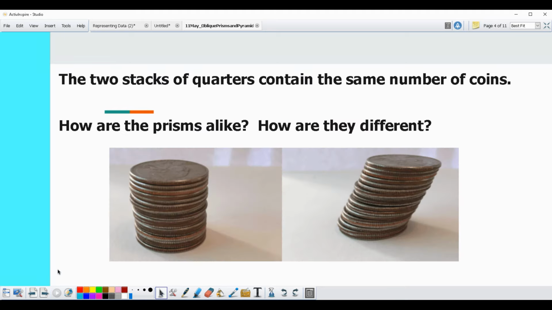Now these are two stacks of quarters. They contain the same number of coins. And our question to you today is, how are these two prisms alike and how are they different?